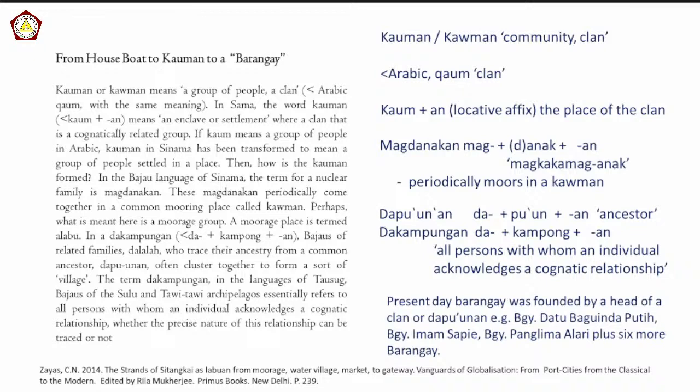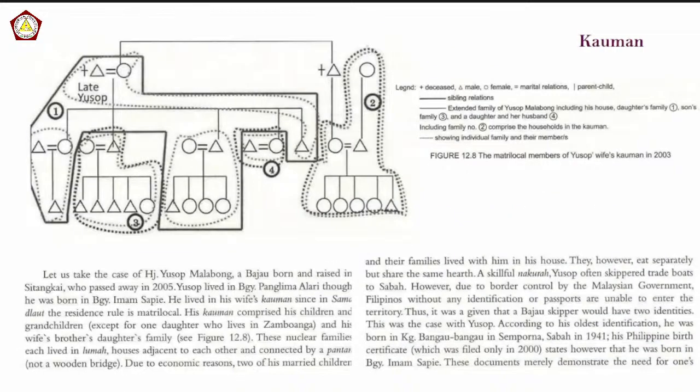Sige, Ma'am Chin, maybe we can go to the next slide. Okay, now here. This is the informant I was telling you about. Si Haji Yusuf. Si Haji Yusuf ay may anak na lalaki, may anak na babae. Ito si Haji Yusuf. Yung asawa ni Haji Yusuf may kapatid na lalaki, pero nakatira siya dito sa barangay ng kanyang wife eh. Kaya ang kasama niya sa kanyang kauman ay yung anak ng kapatid ng asawa niya at yung pamilya nito. Ito ang kauman ni Yusuf.